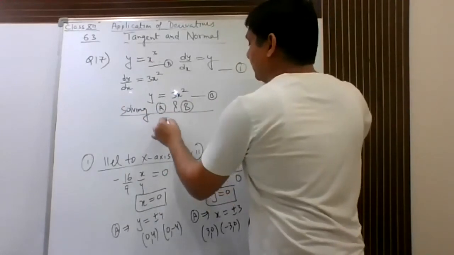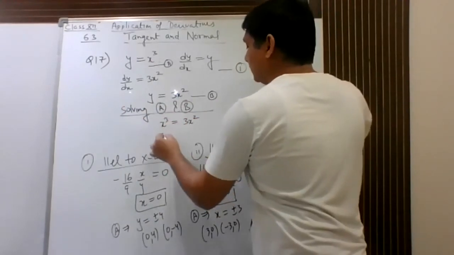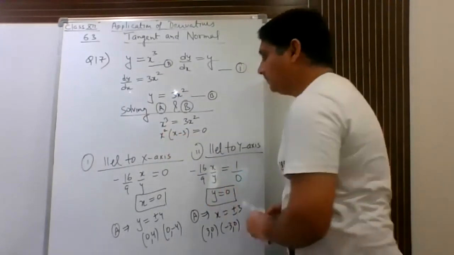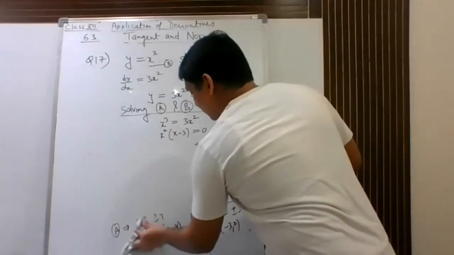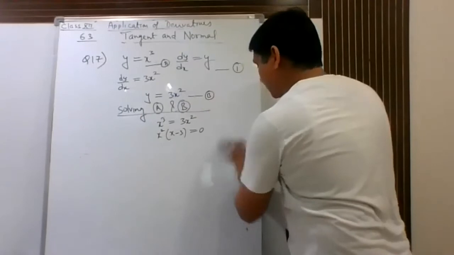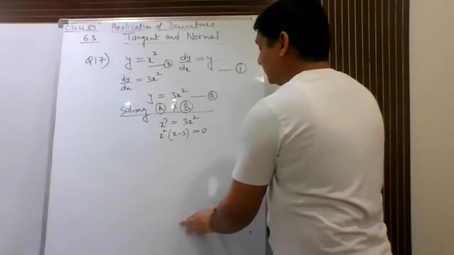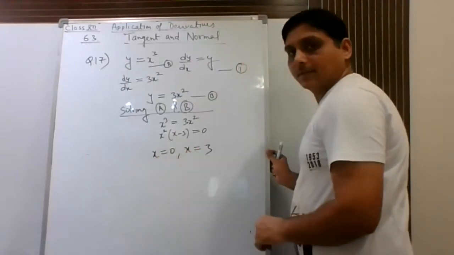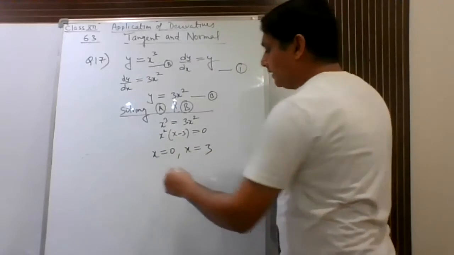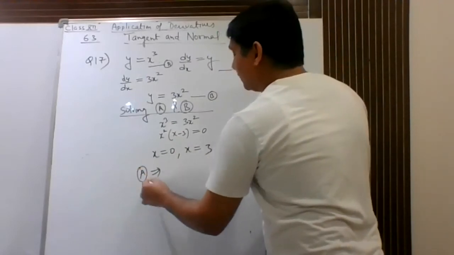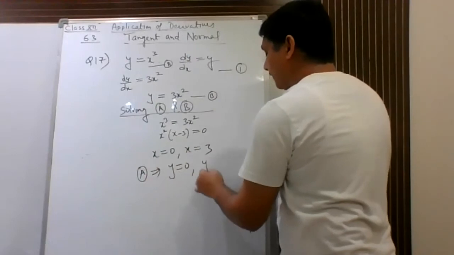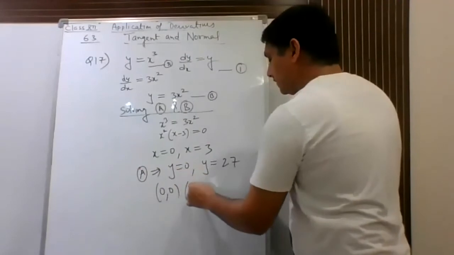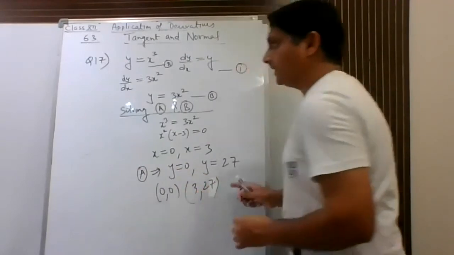When you solve, it will become x cubed is equal to 3x squared. So x squared can be taken common. After this, you can write x is equal to 0 or x is equal to 3. These are the 2 values of x we are getting. After that, you will put them in equation A, and you will get y as 0 and y as 27. So therefore, the required points are (0, 0) and (3, 27).